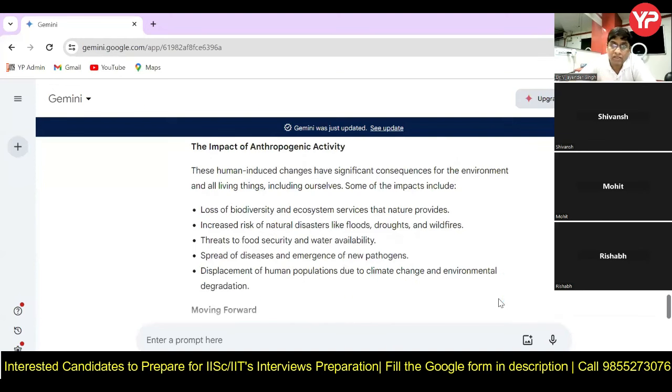Impact of anthropogenic activities on biodiversity. What do you understand by biodiversity? Do you know what biodiversity is all about? Can you tell me the main reason for wildfires? Have you heard that a lot of wildfires are happening? What is the main reason for that? Okay, you're a mechanical engineer. Which subject have you prepared? Fluid mechanics. Okay, let me talk about fluid mechanics then.